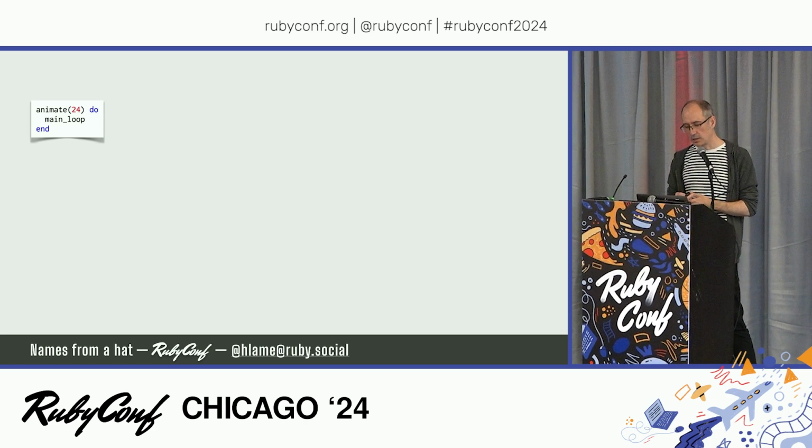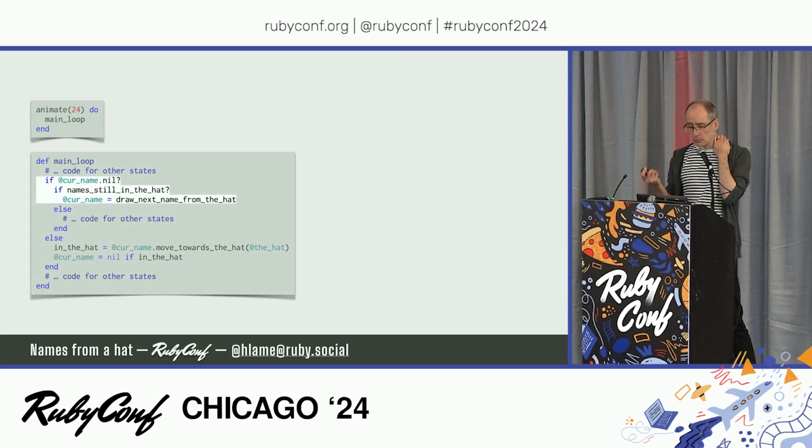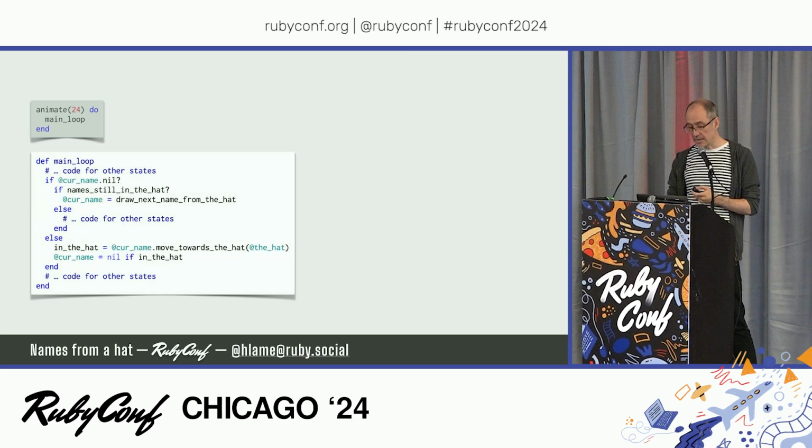The other bit of animation is dropping the names into the hat. It follows similar principles. The animate block calls main loop. Again, I've removed the code for other states. Relevant to us is that if we don't have a current name, we pick one and draw it on the scene. If we do have a current name, we then move it towards the hat. And if the result of that is that the name is in the hat, we clear out the current name. Next frame, we'll ask the same questions and either draw a new name to move into the hat or move the existing one closer to the hat.